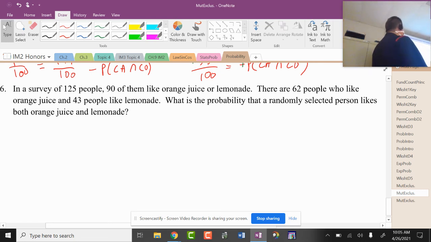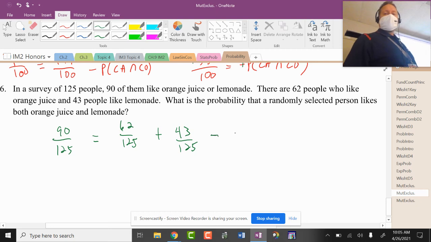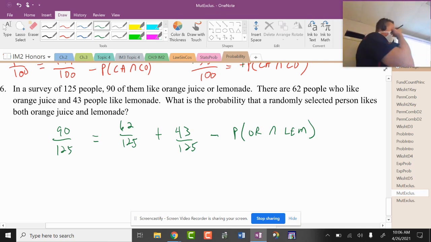Survey 90 of them like orange juice or lemonade. Great. 62 like orange juice, 43 like lemonade. What's the probability that they like both? So 90 over 125 equals 62 over 125 plus 43 over 125 minus, we could put x, the probability though of liking both orange and lemonade. I think last hour I just did O and L.